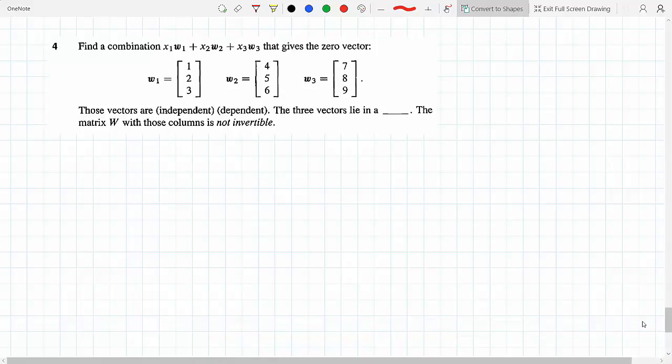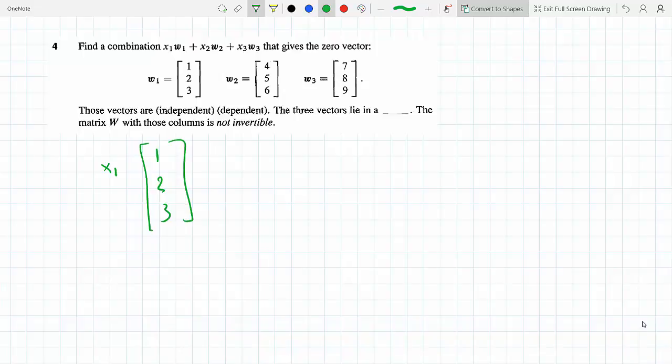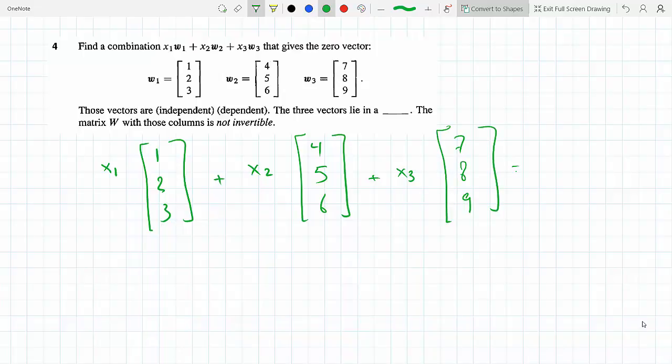We have to find the combination x1 multiplying column vector w1, plus x2 multiplying column vector w2, and x3 times w3, that gives a zero vector. Okay, let's translate that into the equation. So x1 times (1, 2, 3), plus x2 times (4, 5, 6), plus x3 times (7, 8, 9), and this has to equal the zero vector, meaning (0, 0, 0).